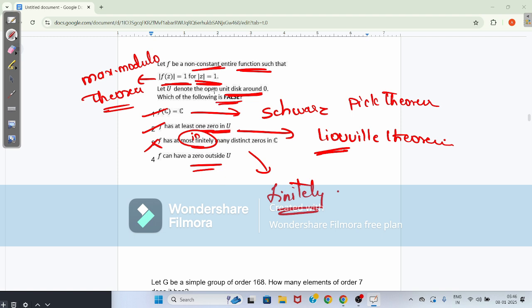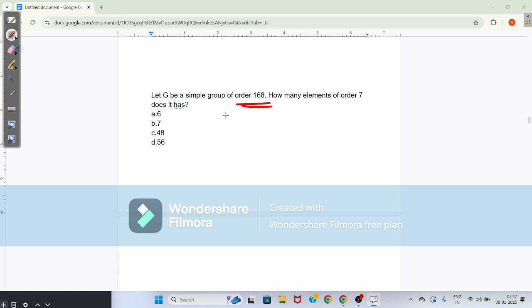the domain is the entire complex plane, so z can exist outside the function of U. Depending on the function of f, z can exist outside U. This is also the correct statement here. Only the wrong option would be a simple group of order 168 here.